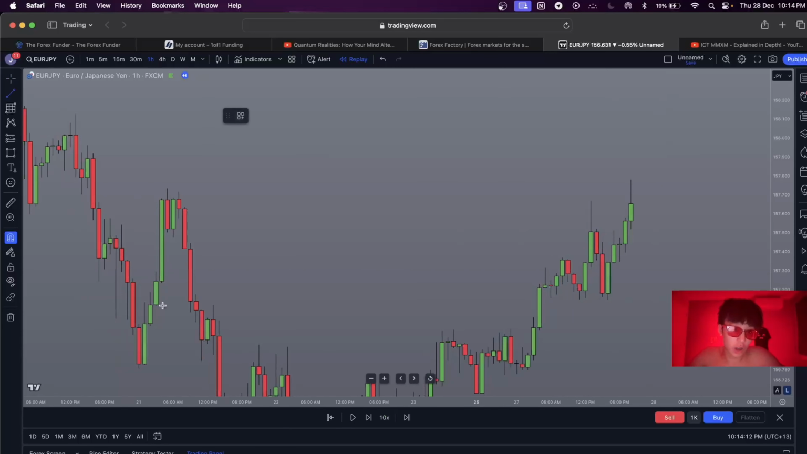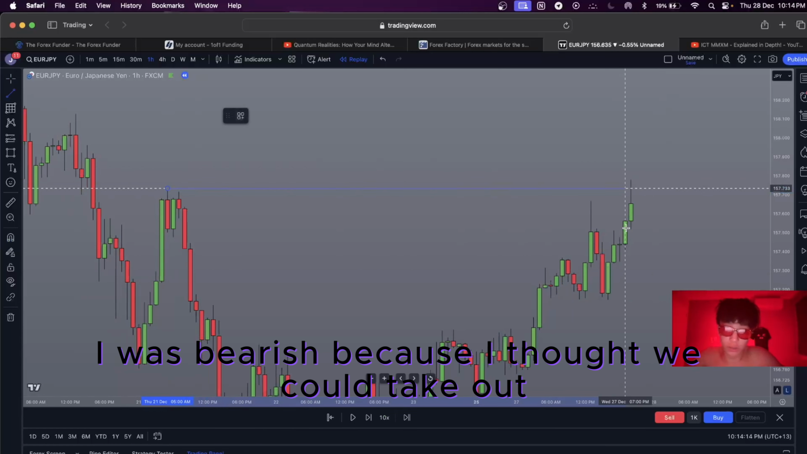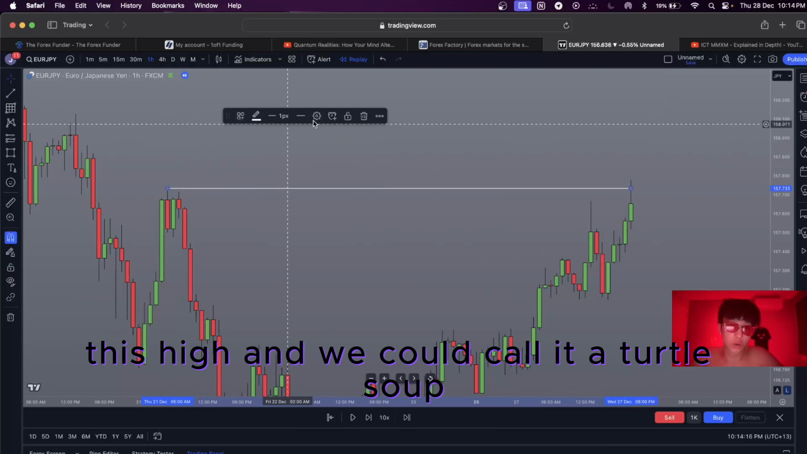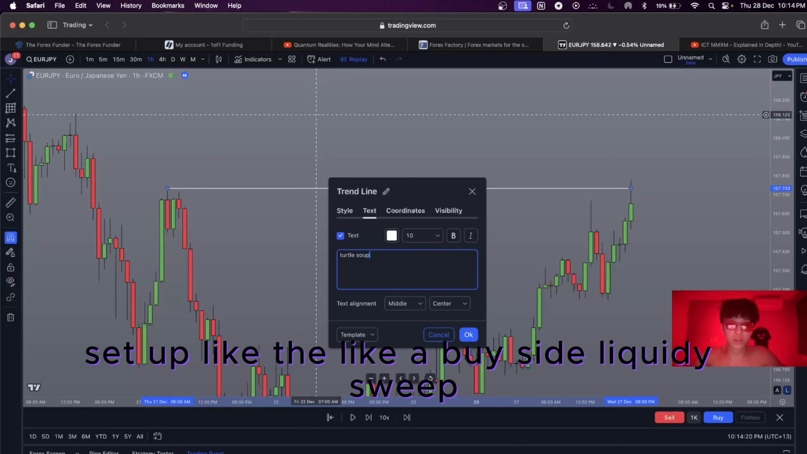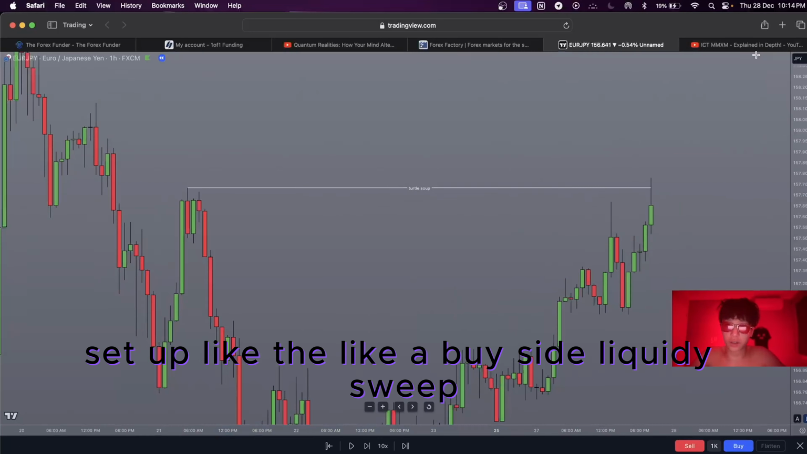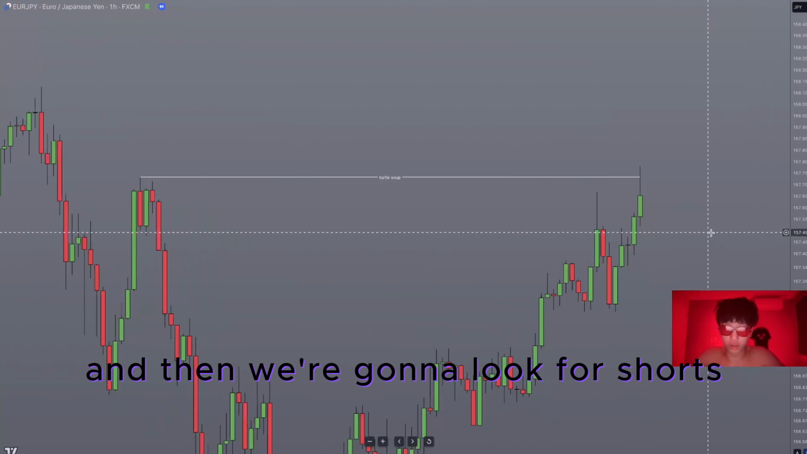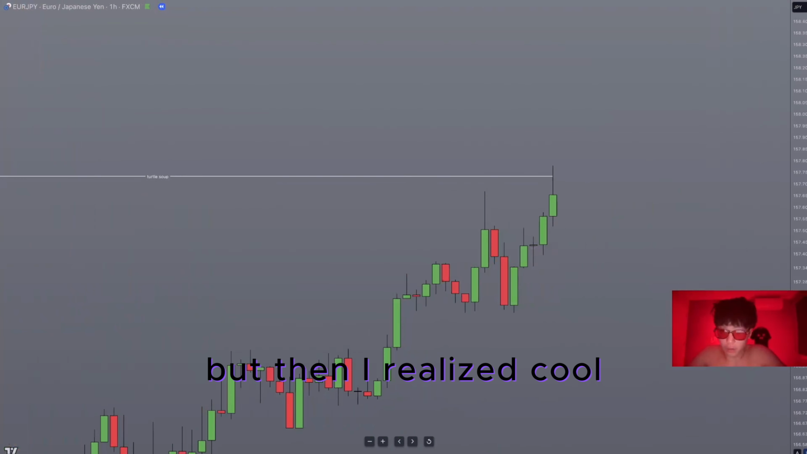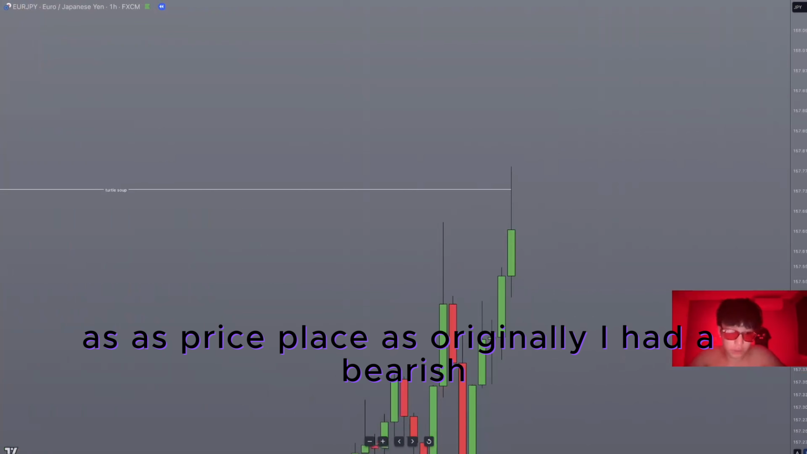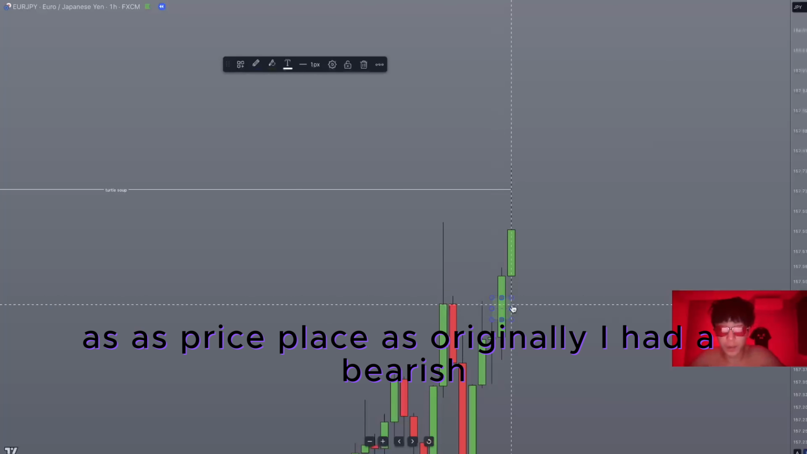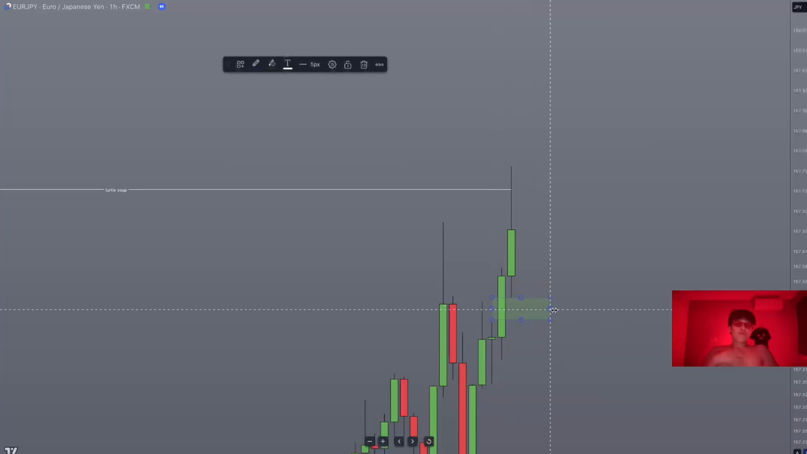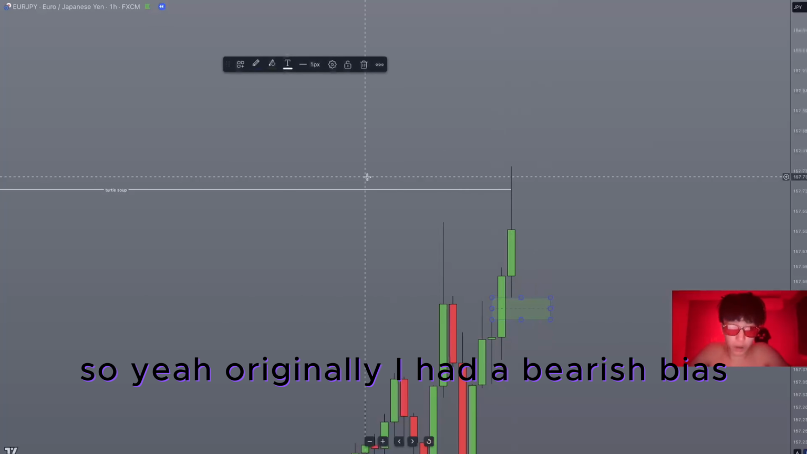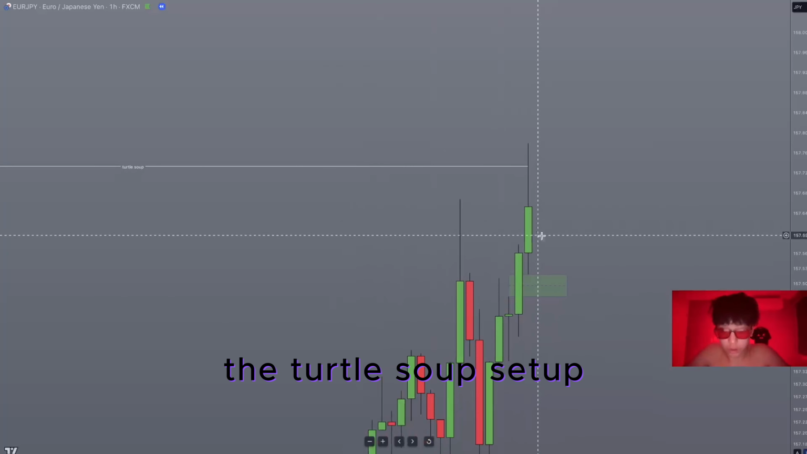So originally I was bearish because I thought we could take out this high and we could call it a turtle soup, set up like a buy side liquidity sweep, and that we're going to look for shorts. But then I realized, as price plays up, originally I had a bearish bias. I thought we had a buy side liquidity turtle soup setup.